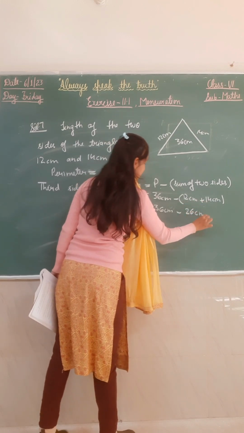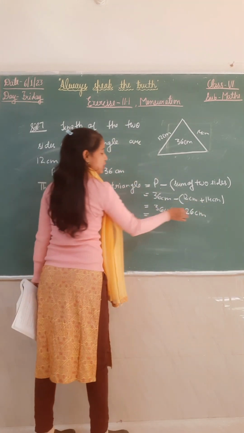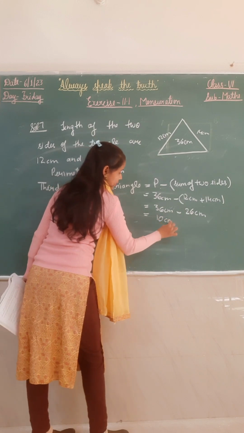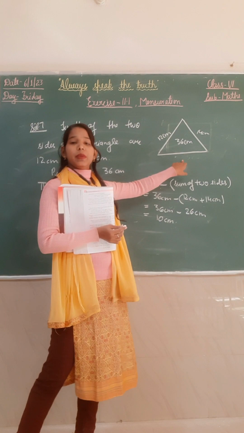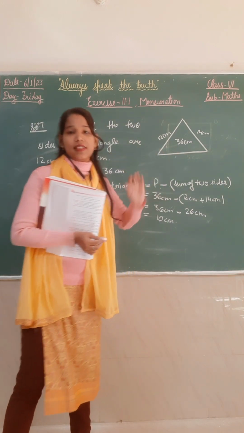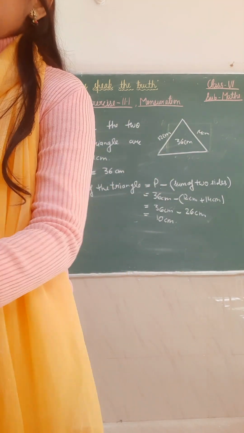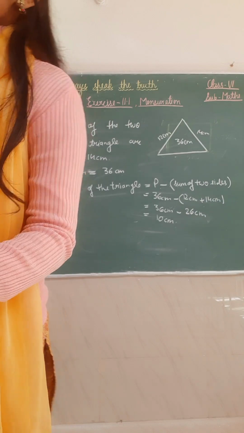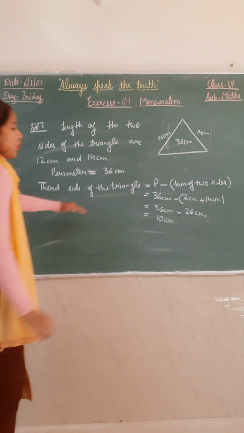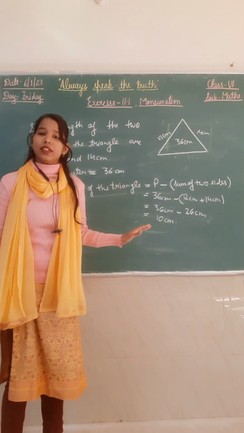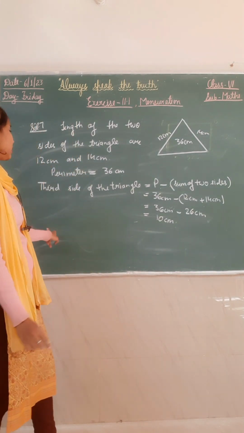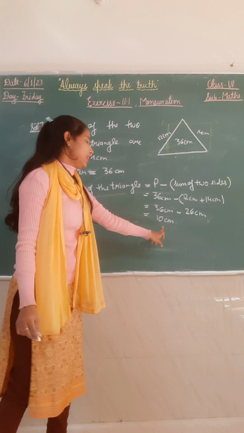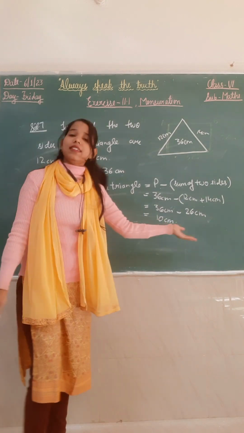26 centimeter. Now we will subtract it. 36 minus 26 is 10 centimeter. That means the third side will be 10 centimeter. Okay. Now you are supposed to write down the answer yourself, that the third side of the triangle is 10 centimeter. Write down the answer here.